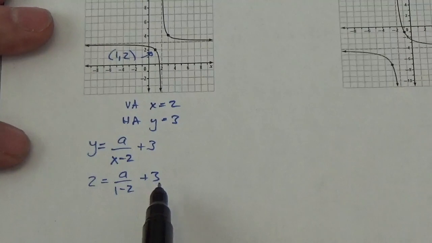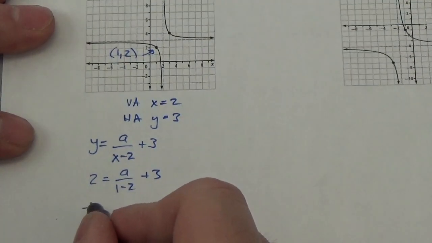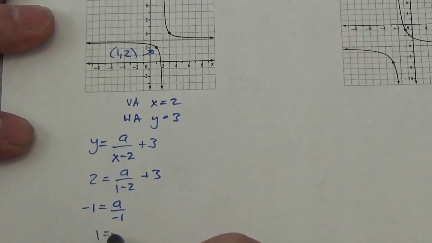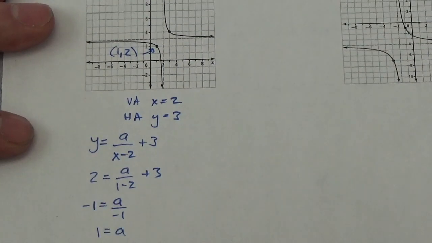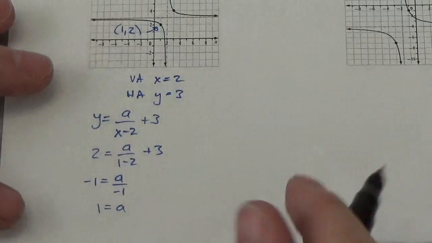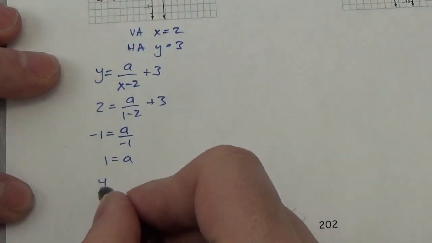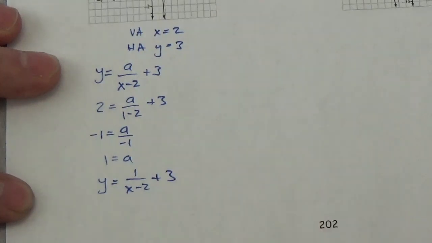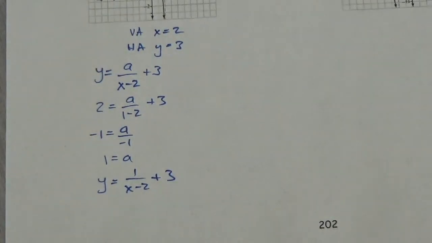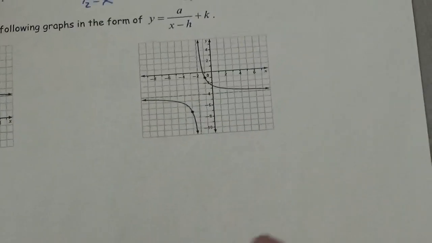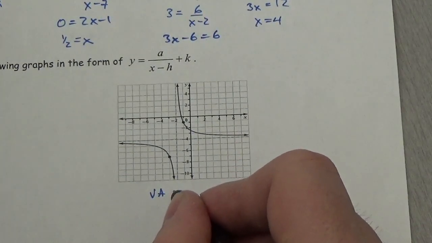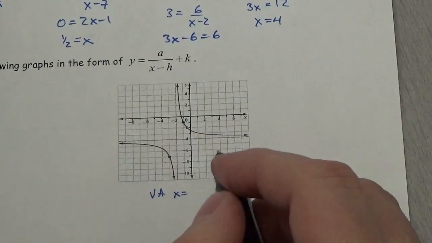Well, the first thing you're going to do is bring the 3 over. It's going to be -1 is equal to a over, that's also going to be -1. Oh, and so we get that a is equal to 1. So that means that my equation is now going to be y equals 1 over x minus 2 plus 3. That's it. Over here we do a similar sort of thing. Here, my vertical asymptote is going to be x is equal to, looks like -2.